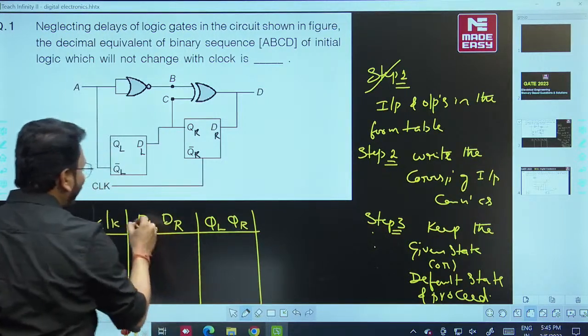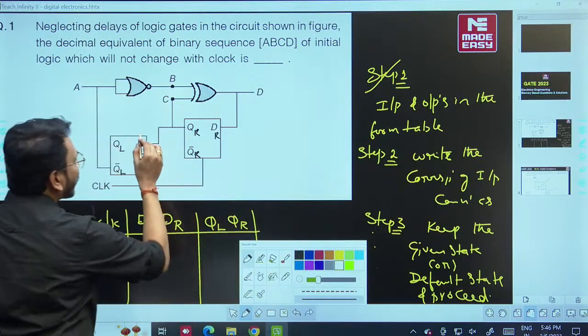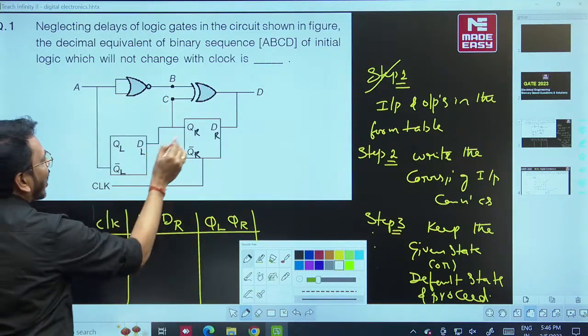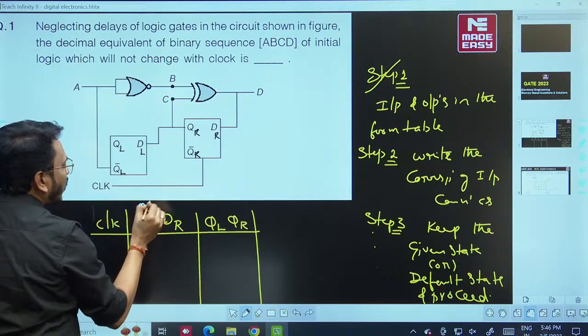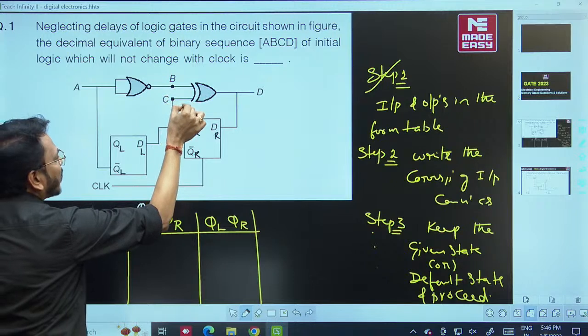Now check this one, from where we are having the connections. Here we are having the connections from this one. For DL, we are having the connection from QR, and for DR we are having the connection from the XOR gate.